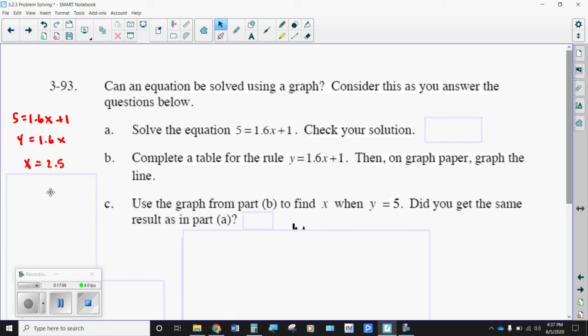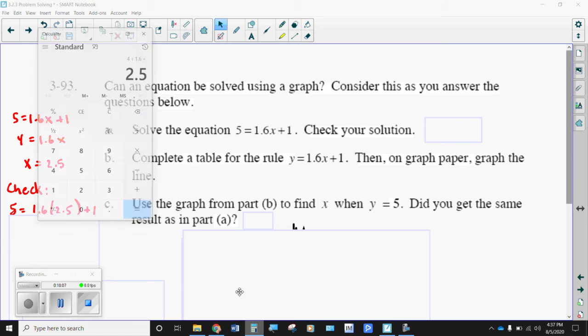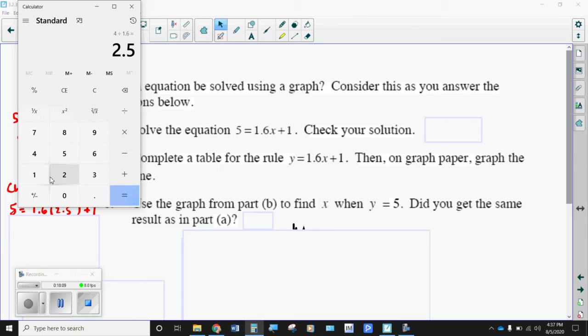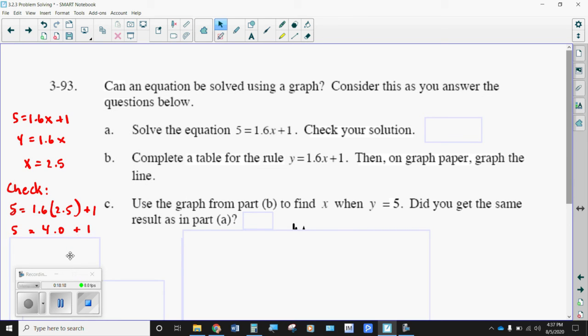Now, if that is correct, then we can plug in the 2.5 for x and then use the order of operations on the right-hand side, 1.6 times 2.5. Well, we just did it with the calculator, but let's show it again. 1.6 times 2.5 is 4. And then 4 plus 1 gives us 5. So we feel confident that the answer is correct. So we're going to declare our answer is x is equal to 2.5.